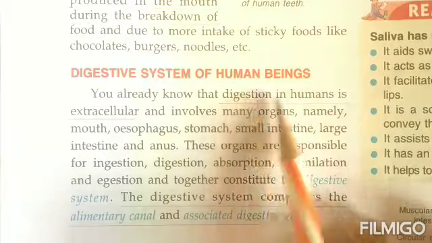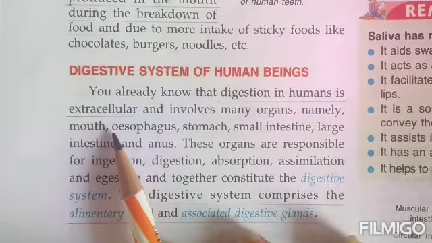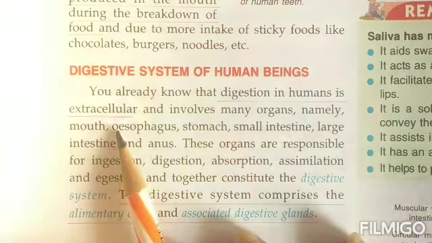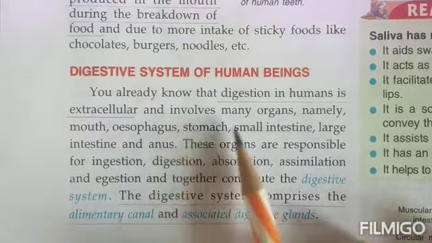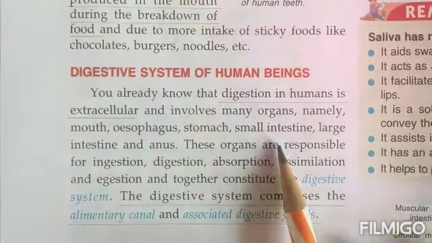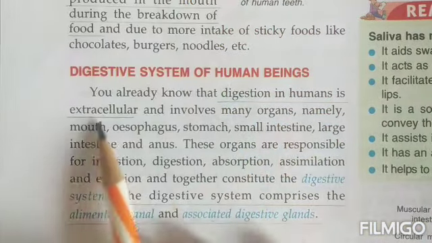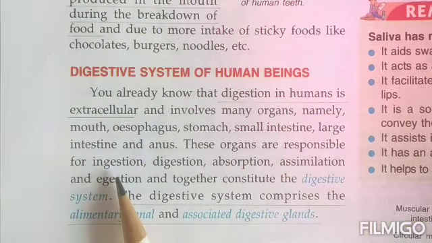Digestive system of human beings. The digestion in humans is extracellular, children. Extracellular means it takes place outside the cells, and it involves many organs like the mouth, the esophagus, stomach, small intestine, large intestine, and anus.